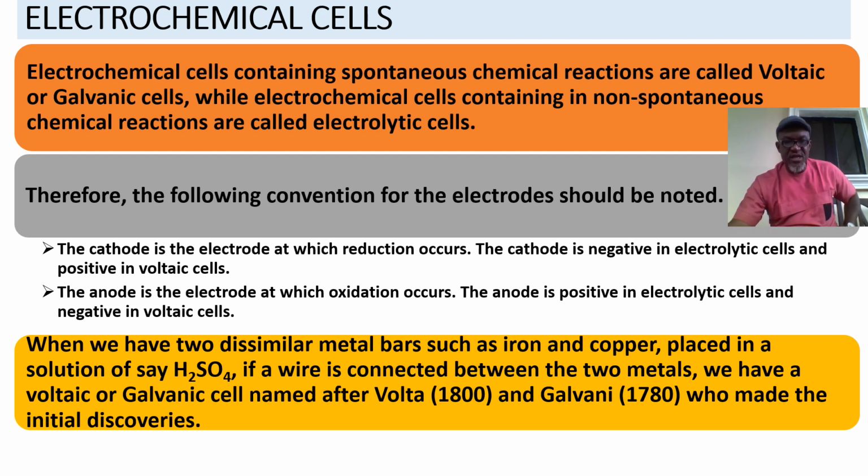Now the anode is the electrode at which oxidation occurs. The anode is positive in electrolytic cells and negative in voltaic cells. So when we have two dissimilar metal bars such as iron and copper placed in a solution of H2SO4, now this H2SO4 is the electrolyte, and a wire is connected between the two metals, as in a voltaic or galvanic cell, because of, like I said, Volta and Galvani, these people who were the first who worked on these kinds of cells.